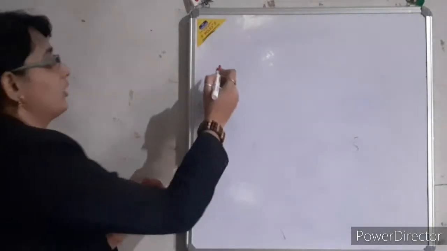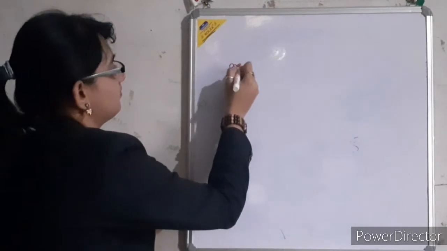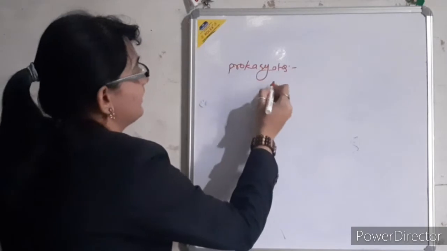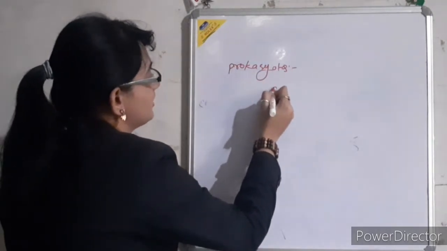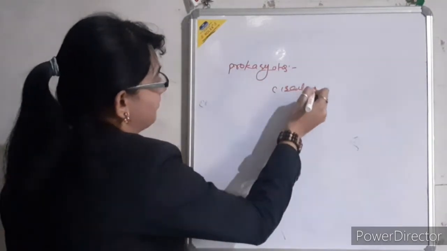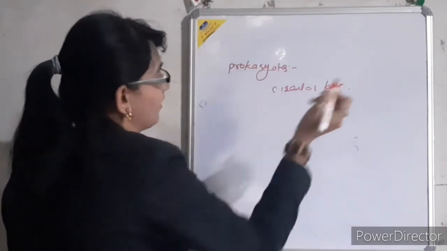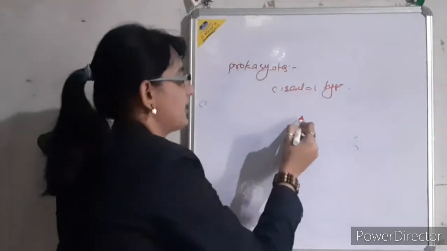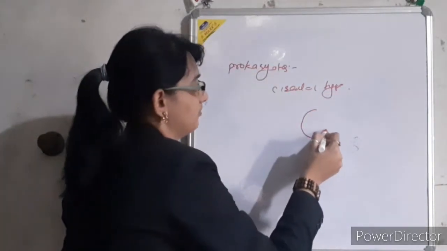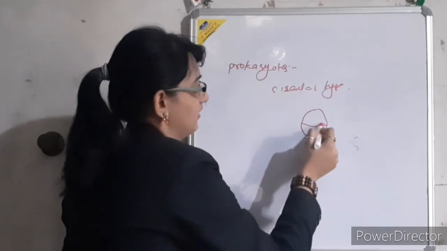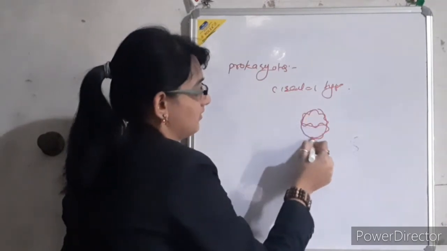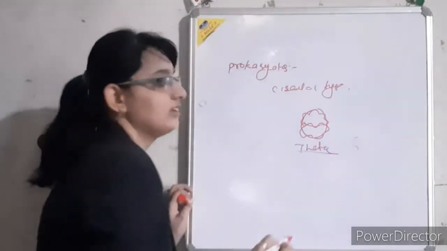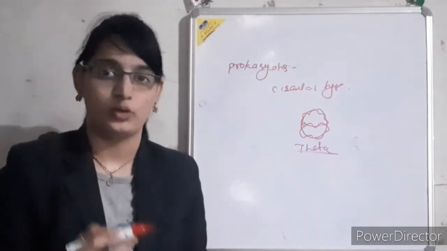In prokaryotes, the DNA is circular, so replication occurs in the theta form, like this. This type of replication is called theta replication in the prokaryotes.